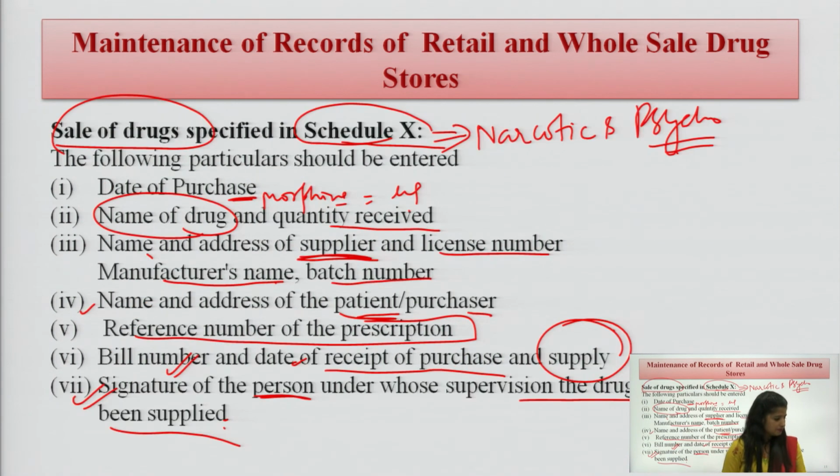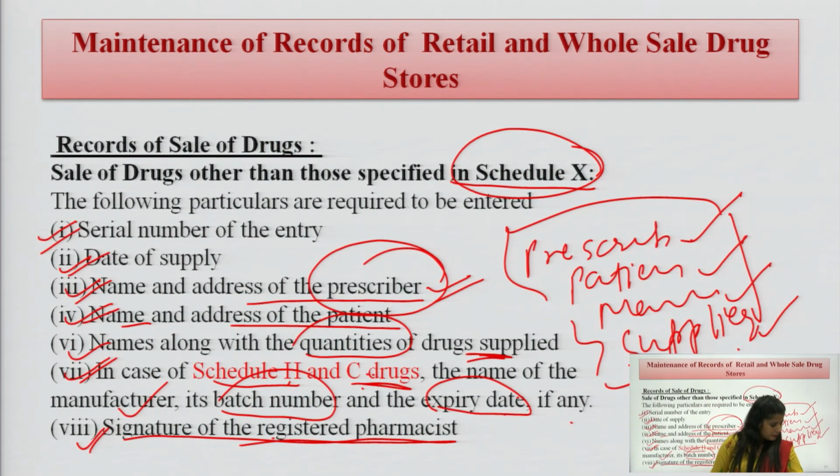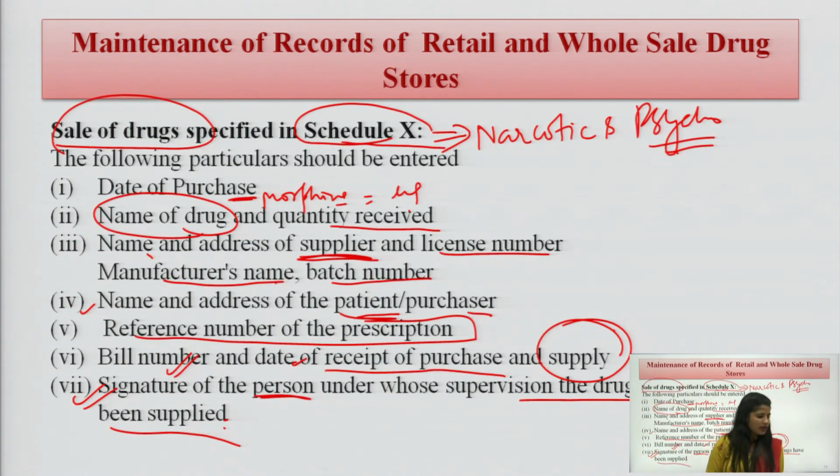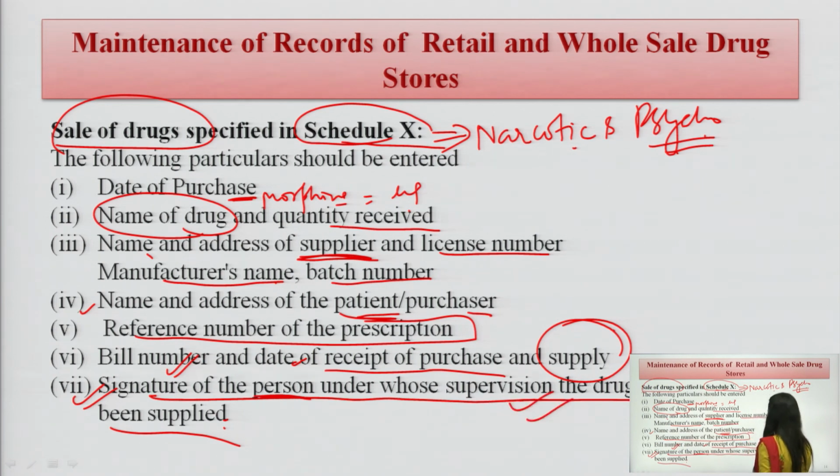Another thing we have discussed is the sale of drugs specified in schedule X, and similarly the drugs other than those in schedule X. In schedule X, if we are selling any drugs under narcotic and psychotropic substances, the most important criterion is the signature of the person under whose supervision the drugs have been supplied. So, this is very important.